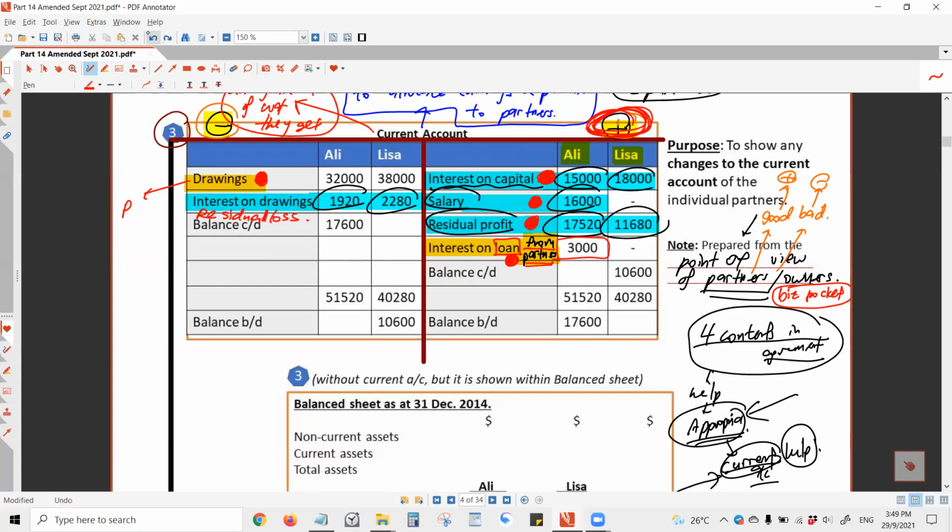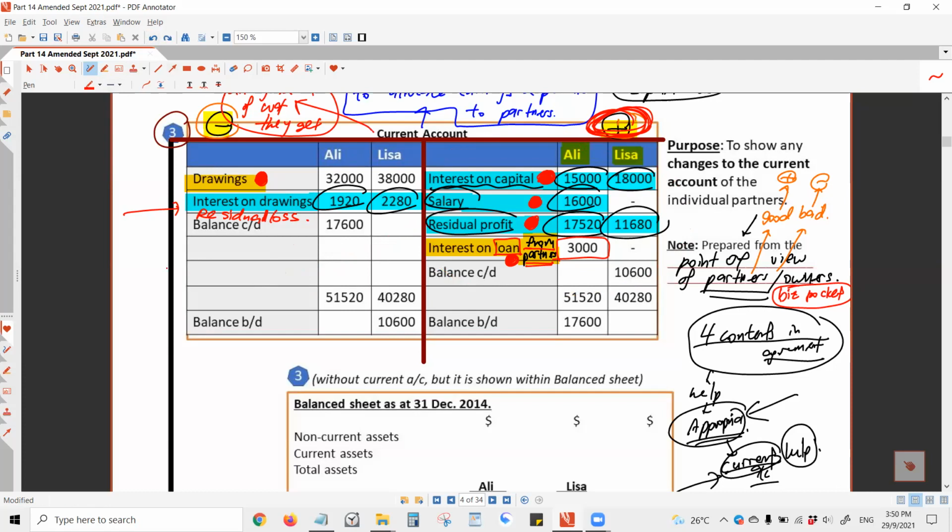Interest on drawing, a penalty to them, right? Penalty to the partners, interest on drawing. So it's also going to reduce all their benefits that are on the credit side. Because interest on drawing means you charge Ali and Lisa interest because they take drawings. So just like drawings, it's going to reduce all the benefits that they have gotten from the credit side. That's why it's on the debit side. And if you happen to have residual loss, it's on the debit side as well.